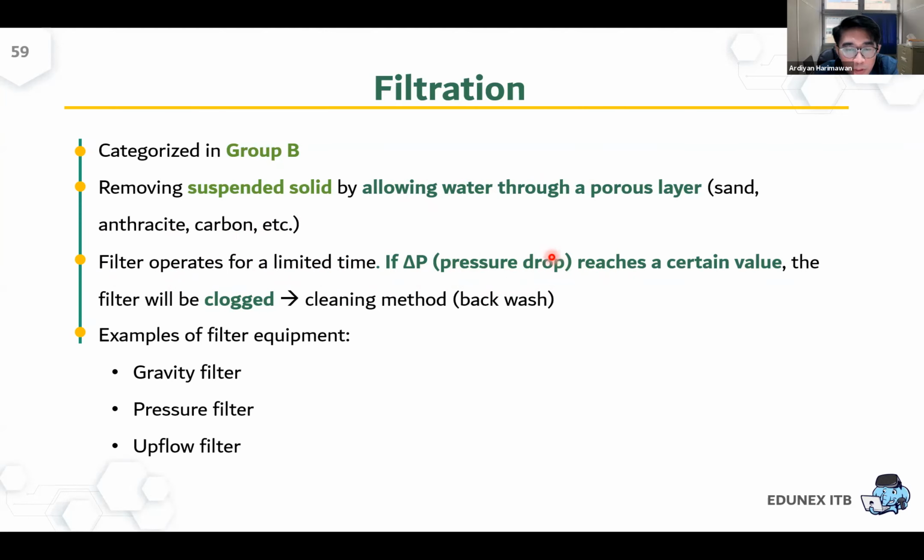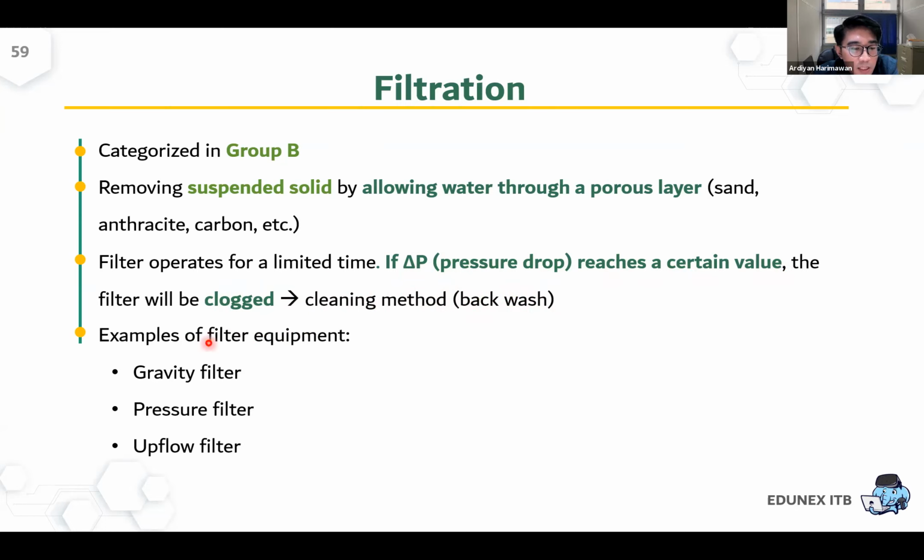And if the pressure drop reaches a certain value, then you won't get any filtrate. You won't get any clear liquid. It means the filter has been clogged, and we have to do the cleaning, or as we used to say, the procedure is the backwash. So you clean up the suspended solid on the surface of the filter.